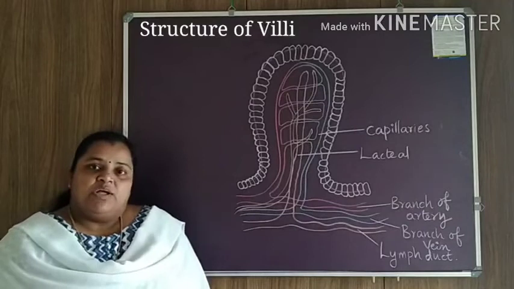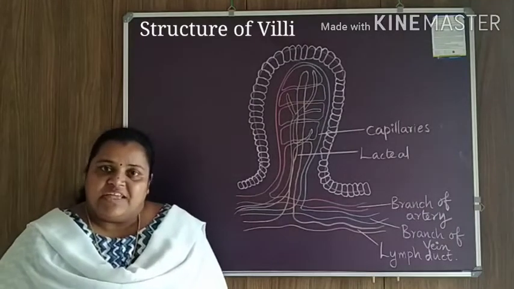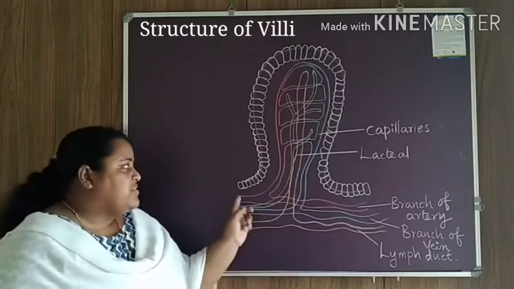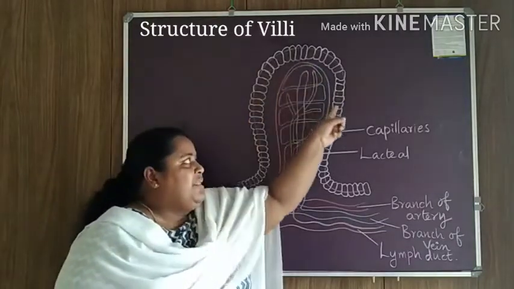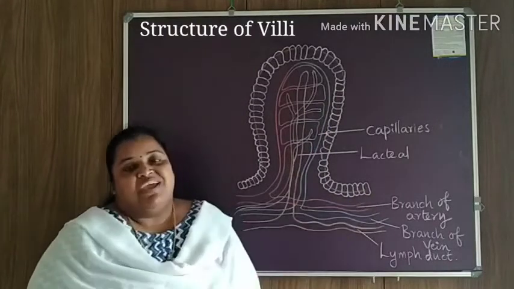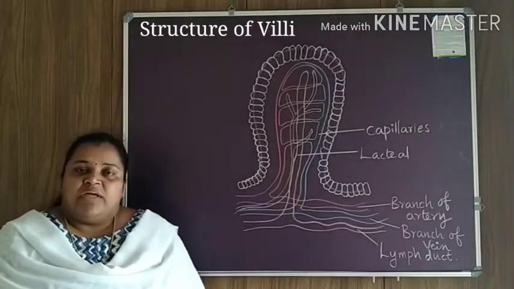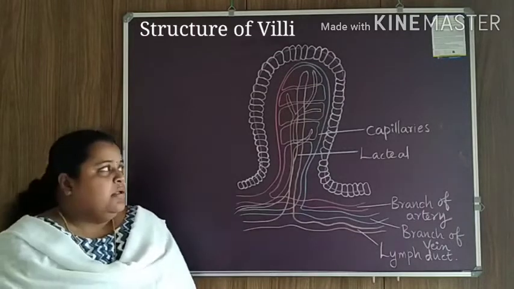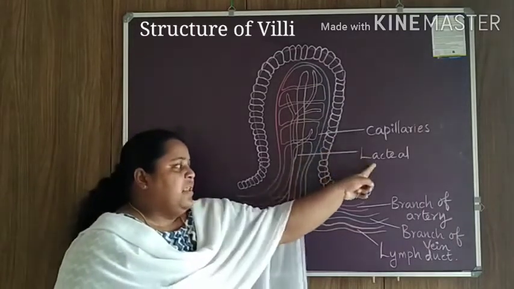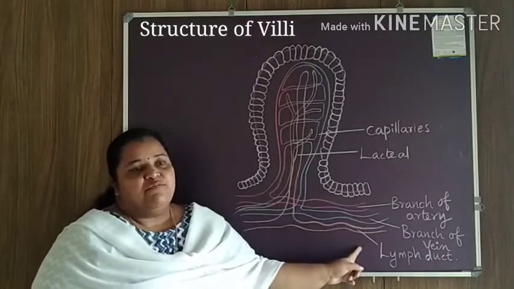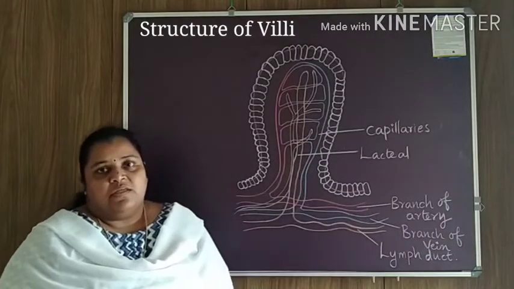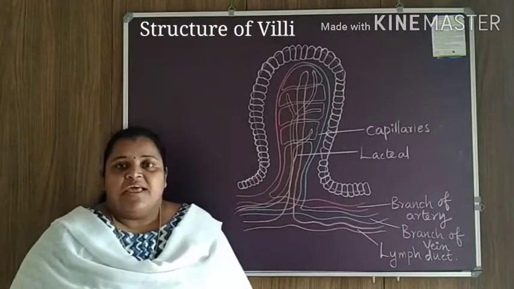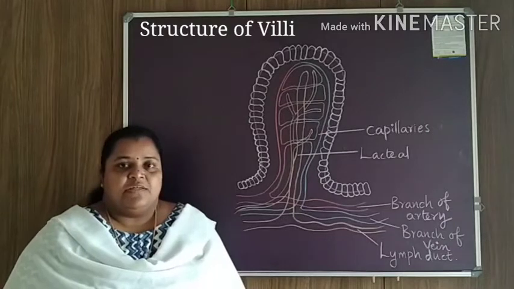Villi are covered with a single layer of epithelial cells which help in the process of absorption. They also contain blood capillaries, lacteal and lymph capillaries.